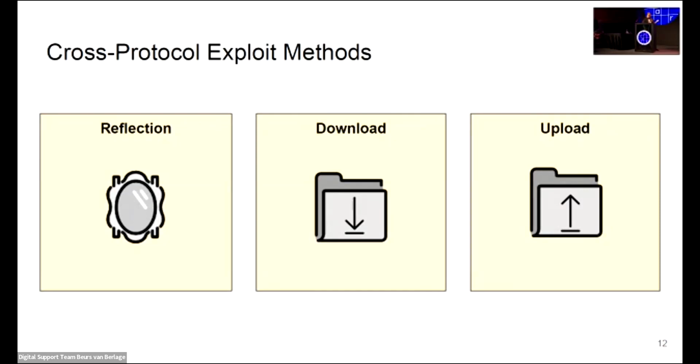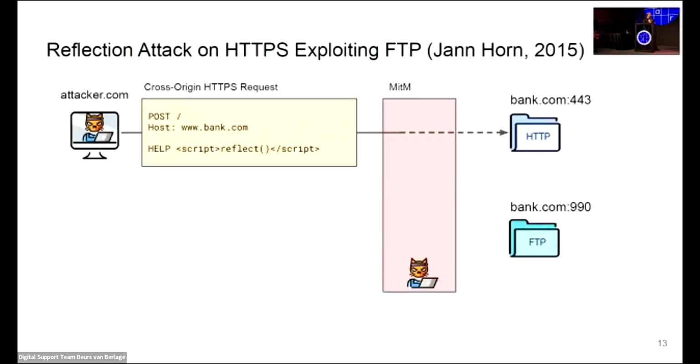In the download scenario, the attacker would first prepare the evil payload on the server that is redirected to, and then the client would download it from there. And in an upload attack, we try to extract sensitive data from the client by redirecting it to a protocol that can upload data. So to give a more complete example, here's the first cross-protocol attack on TLS applications by Jan Horn in 2015. And this is a bit complicated, but we'll walk through it.